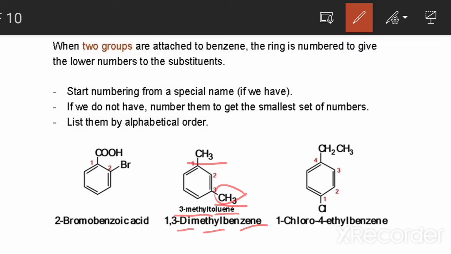And the other example contains two groups on the 1 and 4 positions. We will see the special name; it has no special name, and we will name it alphabetically. Chloro, C, comes before E in the alphabetic order. So we will name it 1-chloro-4-ethylbenzene.